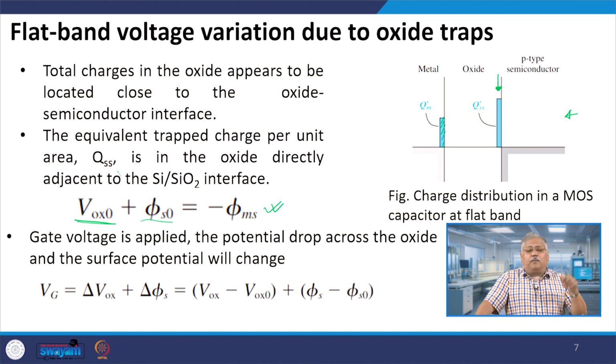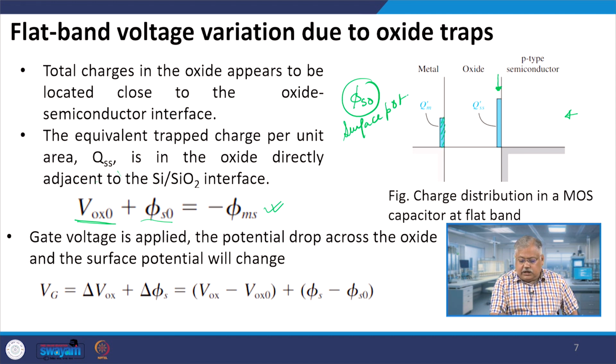Now if you apply an external gate bias or gate voltage, the potential drop in the oxide will also change and the surface potential will also change. So what is phi s0? Phi s0 is nothing but the surface potential at Vg equals 0, when you do not apply any bias. Now if you apply a bias, this phi s0 will change, and that change is given as del phi s.